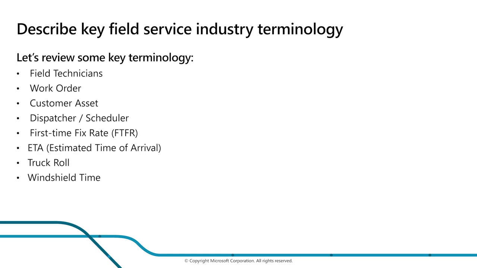Customer assets refer to a piece of equipment that is owned and located at a customer location. So these could be things like appliances and pieces of equipment. Farm machinery, for instance, would be a customer asset.